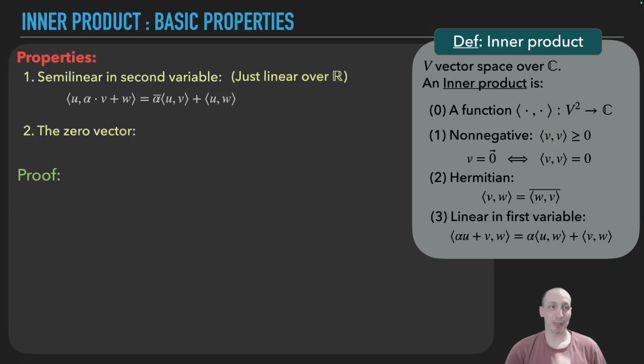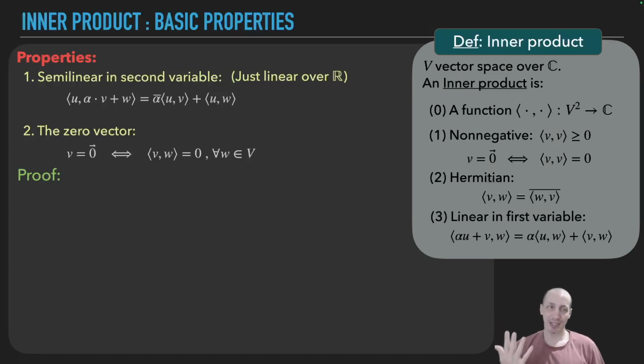So the second property is what I call the zero vector property, which says that a vector v is zero if and only if the inner product of v and w is zero for every w. And notice that we have two types of zero here. The one on the left is the zero vector, the one on the right is the zero scalar. This is an actual number.